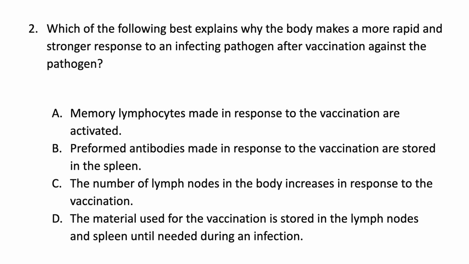The correct response here is A. Memory lymphocytes made in response to the vaccination are activated. The other 3 responses don't make any sense. Preformed antibodies made in response to the vaccination are stored in the spleen. Antibodies could certainly be made in response to a vaccination, and then the titer will inevitably kind of decrease over time. I don't know anything about storing antibodies in the spleen.